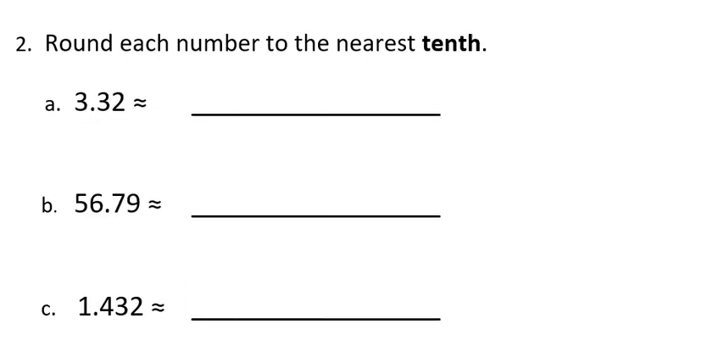In the next section, I'm going to round my numbers to the nearest tenth. Question A, the number is 3 and 32 hundredths. The first thing I want to do is identify the number that's in the tenths place, and that number is 3. So that means my answer choices will be 3 and 3/10 or 3 and 4/10.